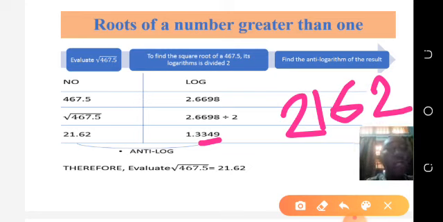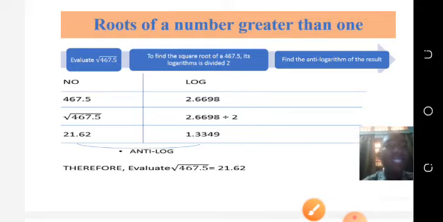Good. You check the characteristic. The characteristic is 1. When you add 1 to 1, that will give us 2. That means you place your decimal point after the second figure. The first figure there is 2, the second figure is 1. That means you place it after 21. So your answer will be 21.62. That is, the square root of 467.5 will give us 21.62. Good. Let's see the second example.